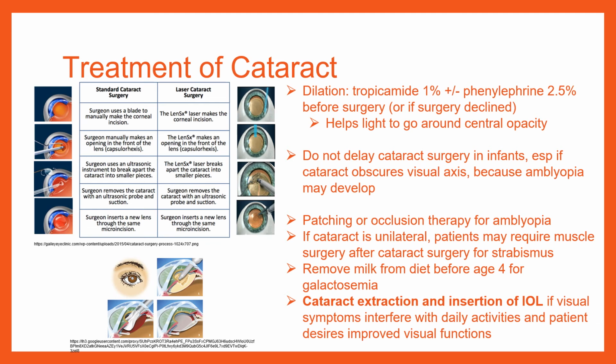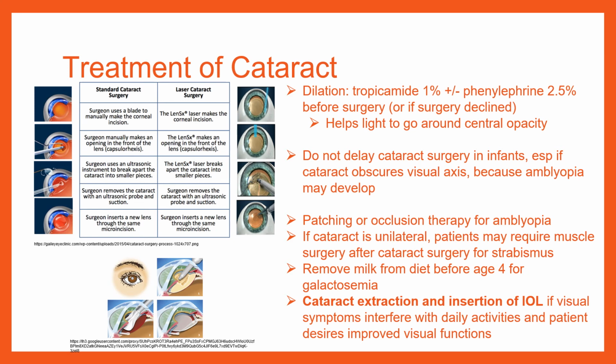Treatment of cataract includes dilation using tropicamide 1% with the optional phenylephrine addition 2.5% before surgery to dilate the pupil as much as possible for a good view of the lens. This also helps the light to go around the central opacity as well.